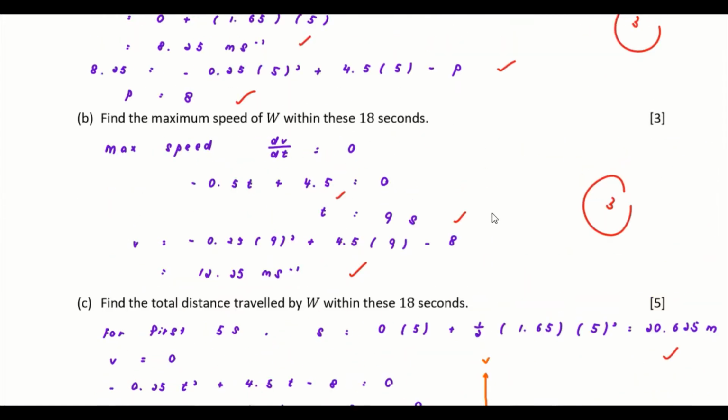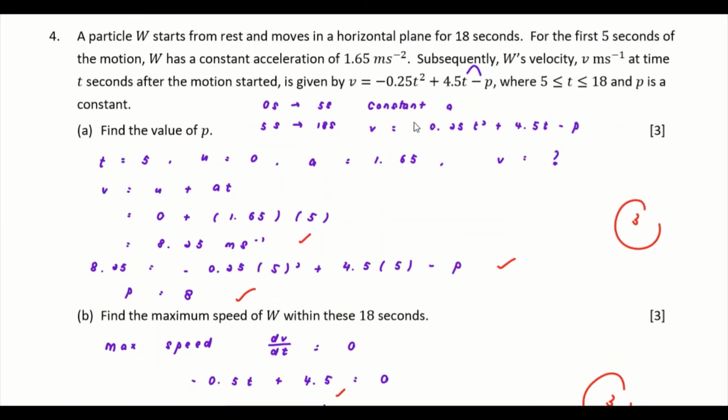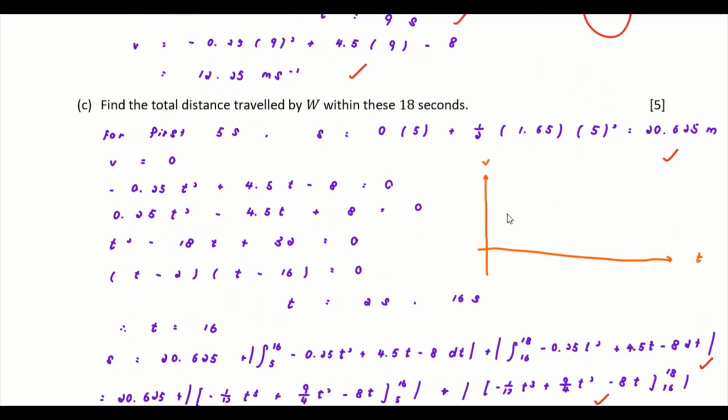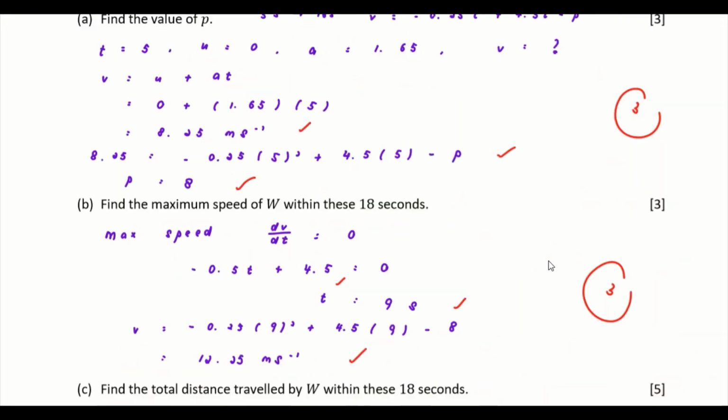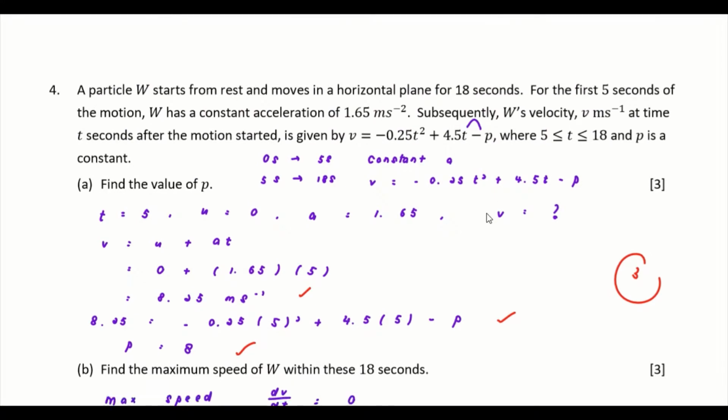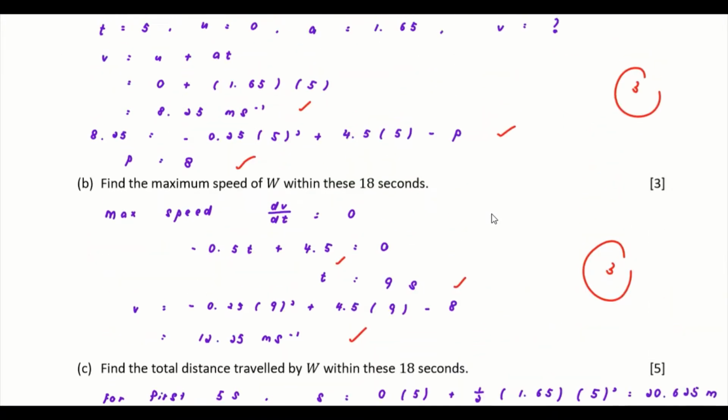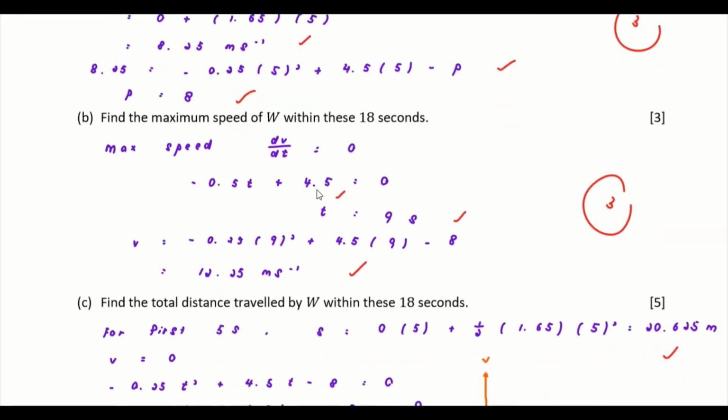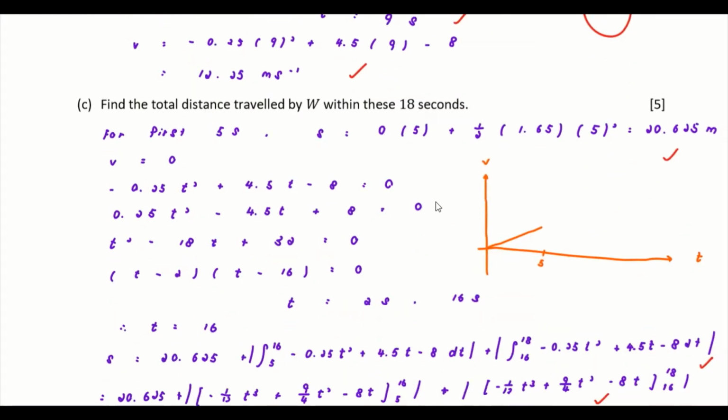What happened here is that for the first 5 seconds it is moving with a constant acceleration. So that's why from here to here is a straight line, up to 5 seconds. After that, I know that this is a negative quadratic graph. I look at this one, and I know that the maximum happens at 9 seconds. So that's why I know that the graph will look like this. So this is the part where I get the maximum velocity here.